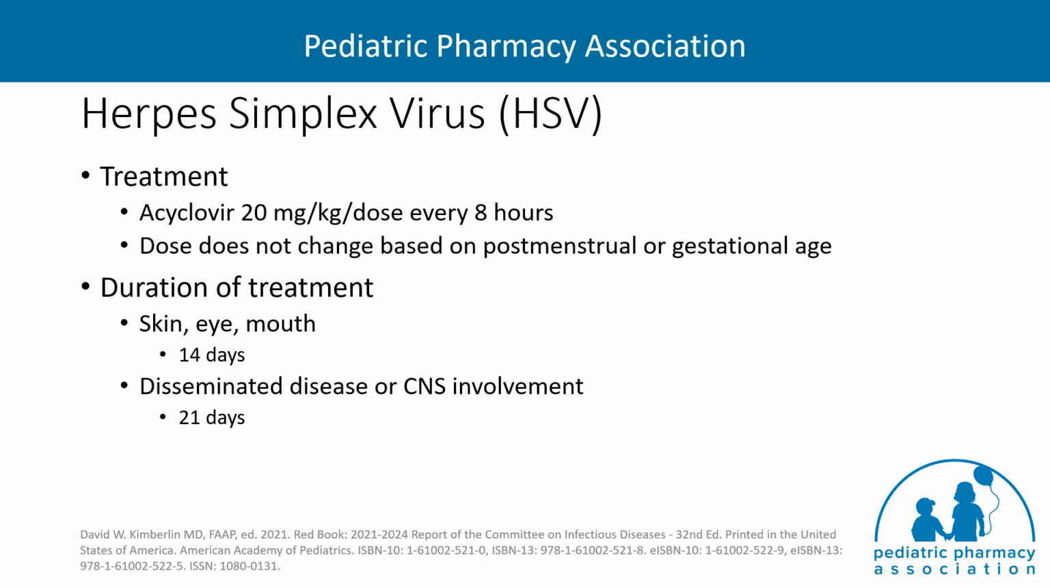Resistance to acyclovir with HSV is extremely rare, and in treatment failures, assessment of frequency should be evaluated. The duration of treatment is based on the disease type and is typically 14 days for localized disease, while disseminated disease requires 21 days of therapy.